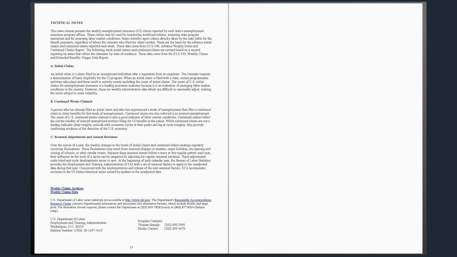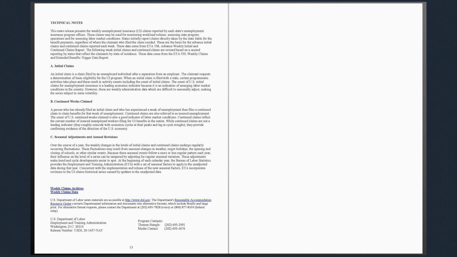These data come from the ETA 539, Weekly Claims and Extended Benefits Trigger Data Report. A. Initial claims. An initial claim is a claim filed by an unemployed individual after a separation from an employer. The claimant requests a determination of basic eligibility for the UI program. When an initial claim is filed with a state, certain programmatic activities take place and these result in activity counts including the count of initial claims. The count of U.S. initial claims for unemployment insurance is a leading economic indicator because it is an indication of emerging labor market conditions in the country. However, these are weekly administrative data which are difficult to seasonally adjust, making the series subject to some volatility.